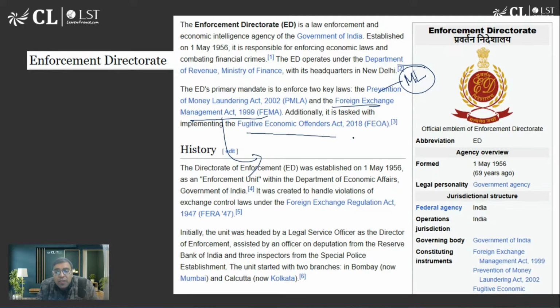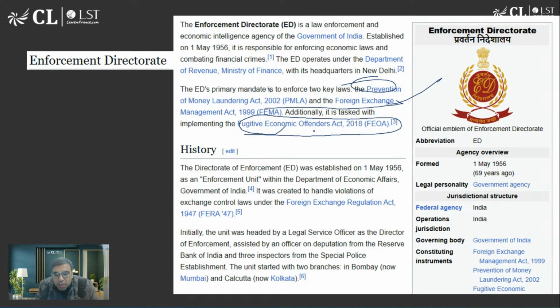And we have the Fugitive Economic Offenders Act 2018. This was passed when the Nirav Modi case and Vijay Mallya case became famous, where fugitive economic offenders, fugitive, meaning the runaway, like the person who has left the country to avoid a criminal case or to avoid arrest. So for that, the Fugitive Economic Offenders Act was passed, and the Enforcement Directorate has power under that also.